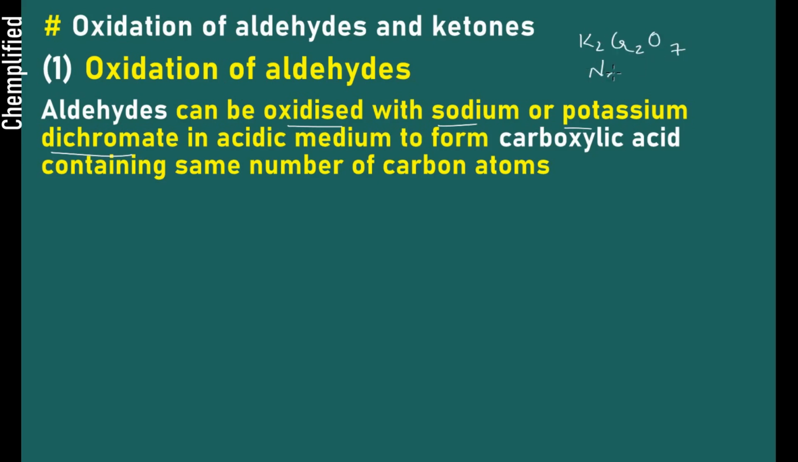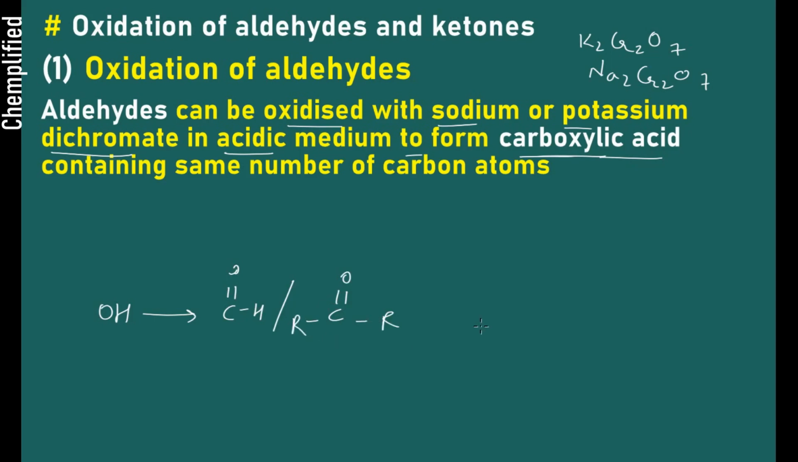K2Cr2O7 or Na2Cr2O7 in acidic medium to form carboxylic acid. Before we go any further, let me tell you that when you oxidize alcohol, you will get aldehyde or ketone, right? When you oxidize these two, aldehyde and ketone, you will get carboxylic acid. That's how it works.